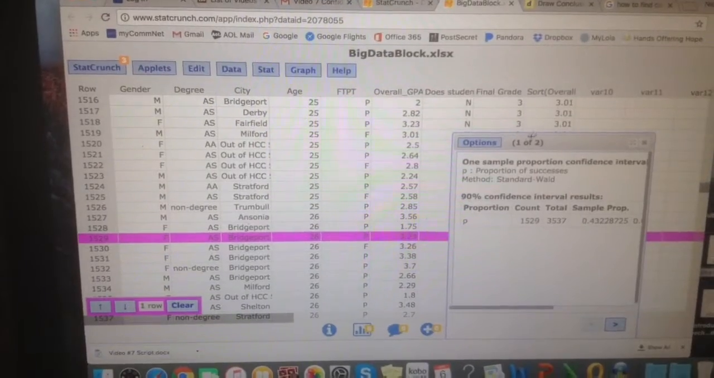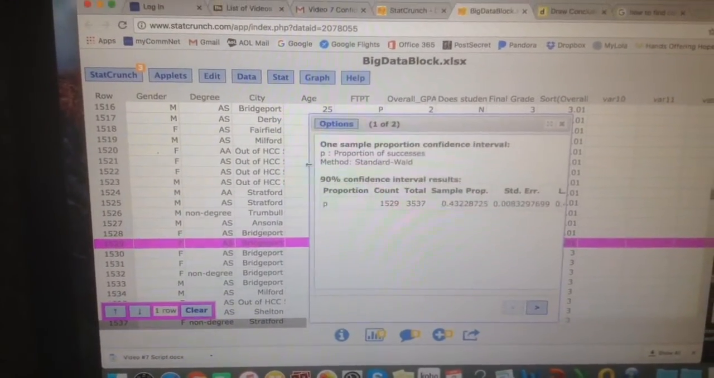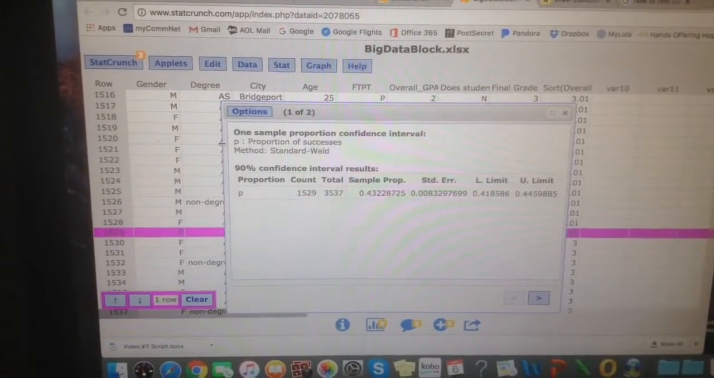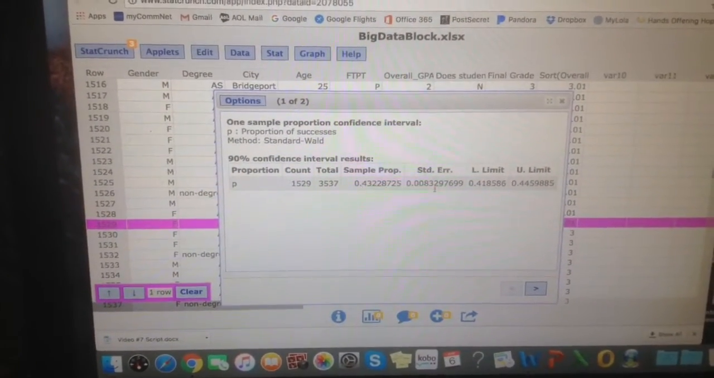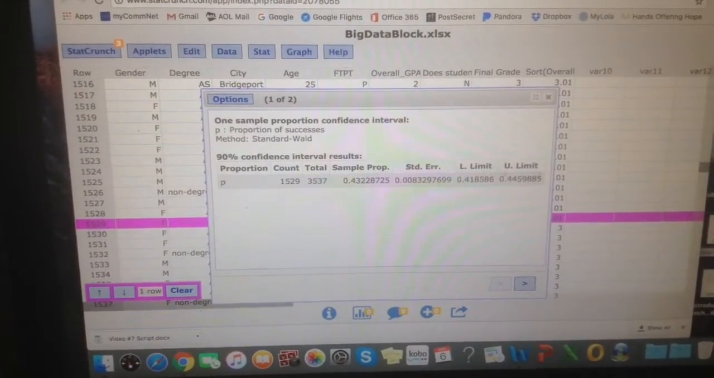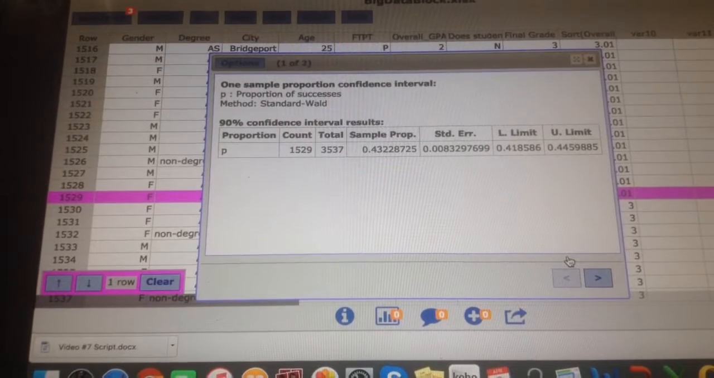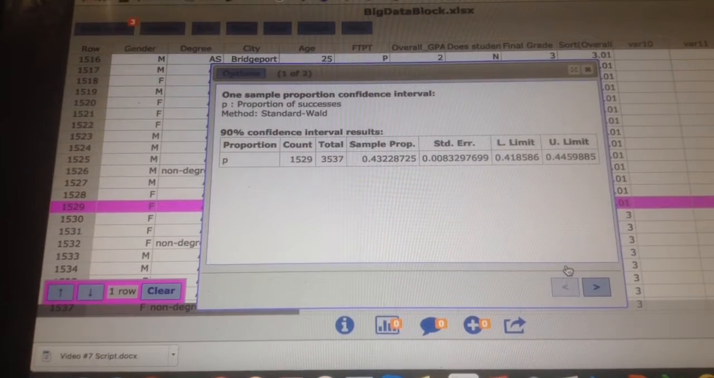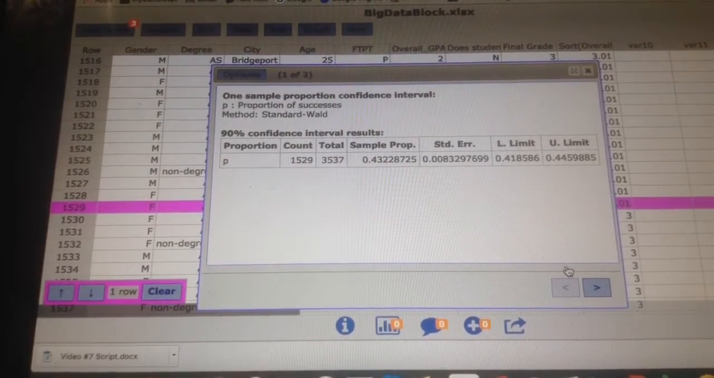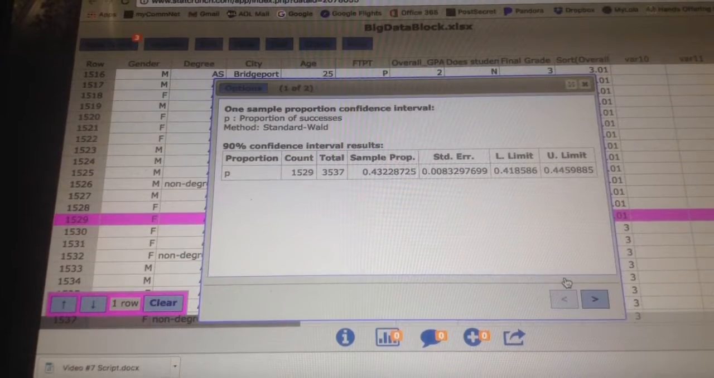So when we compute this, we see, just going to stretch this out a little, a sample proportion confidence interval. So what this is saying is that the lower and upper limits are within these ranges. We know that the lower limit is found by subtracting the calculated margin of error, and the upper limit is calculated by adding the margin of error.